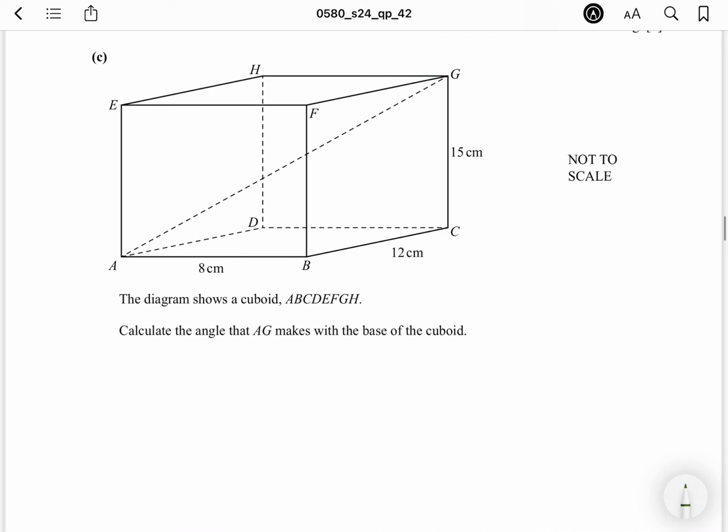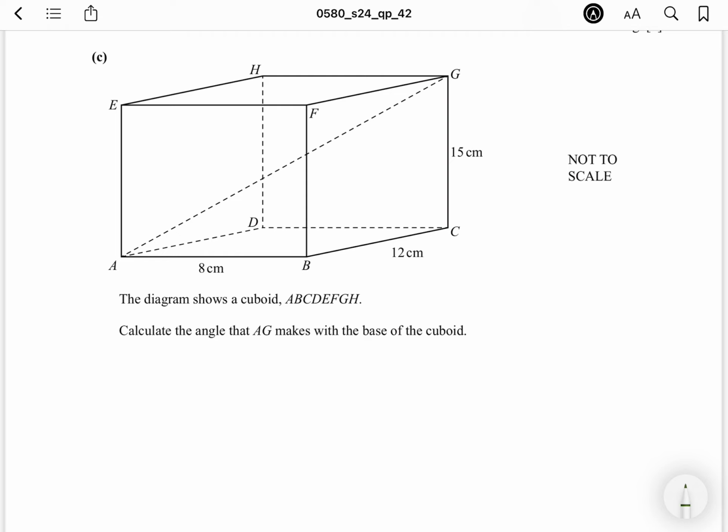Okay. Sebab tu teacher suka paper IGCSE ni. Almost similar to the current trend of Maths D. Banyak. Okay. The diagram shows a cuboid A, B, C, D, E, F, G, H. Calculate the angle that AG makes with the base of the cuboid.